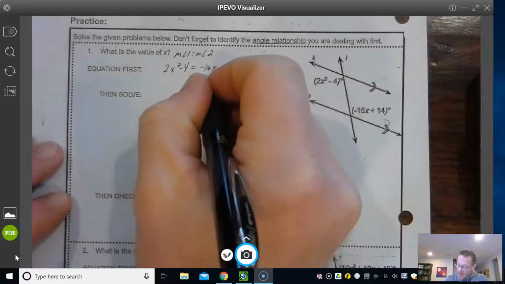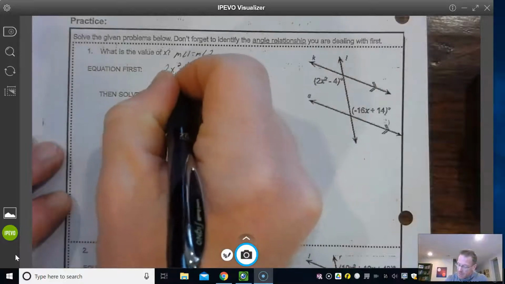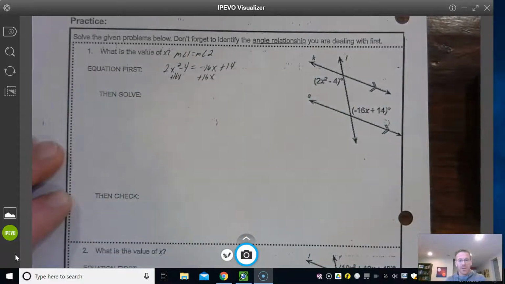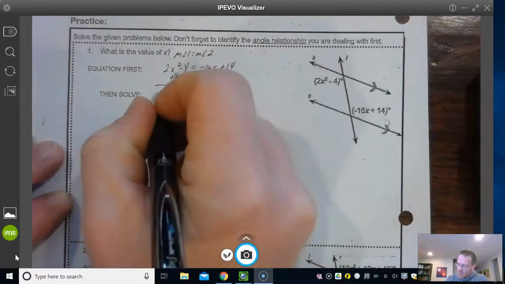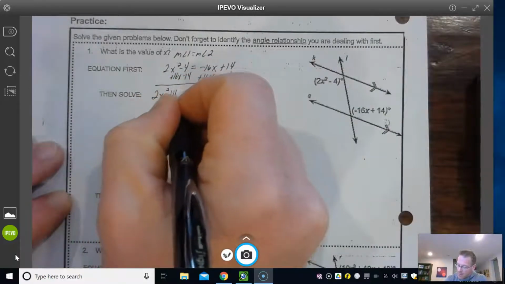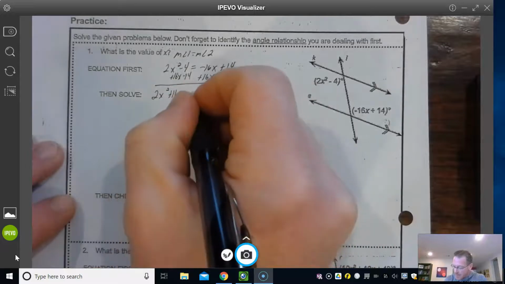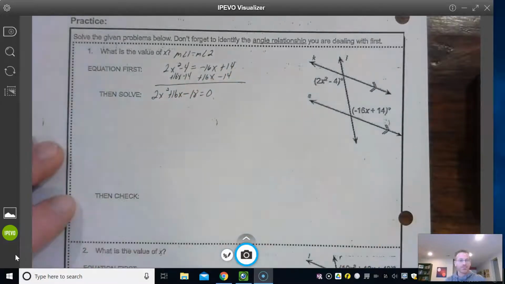So I'm going to add 16x to both sides. And notice there's not an x over here, so I'm just going to put that in the middle. And I'm going to subtract 14 from both sides. So I end up with 2x squared plus 16x minus 18 is equal to 0.